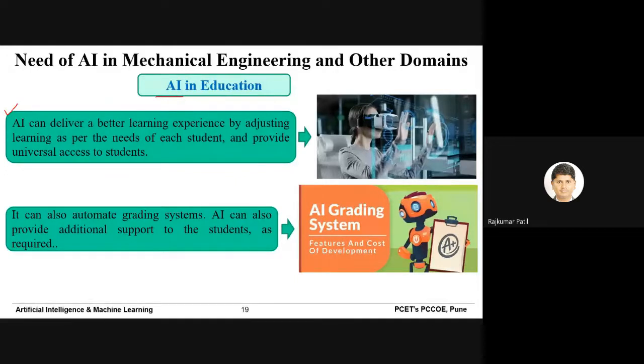So the days will come soon where such online examination monitors will be there, continuously monitoring you and making sure that you are fairly giving the examination, and the probability of malpractice will be minimized. So this is again the application of AI in education, and very soon you will see it.